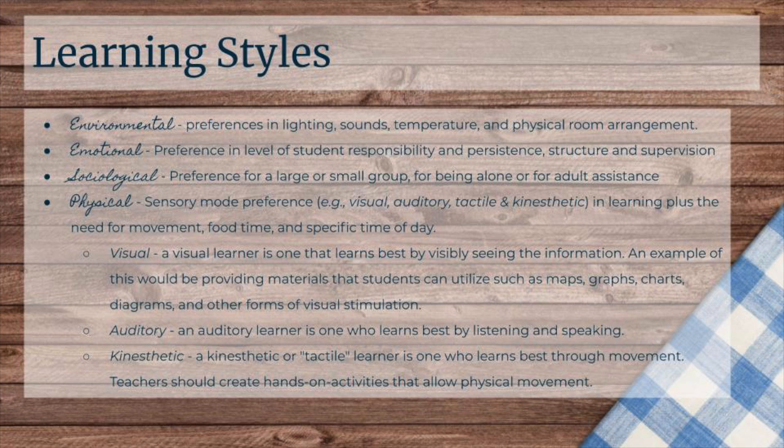Number 3 is sociological. This is a preference for a large or small group, for being alone, or for needing adult assistance. It is essential that teachers understand and consider why some students work better in large groups and why some work more effectively in smaller groups. Teachers should establish what type of setting works best for each individual student and how to implement small and whole group instruction into their lesson plans. Number 4 is physical. This is a sensory mode preference, which has to do with visual, auditory, or kinesthetic.